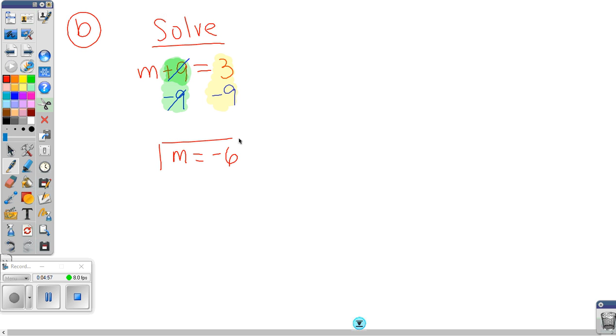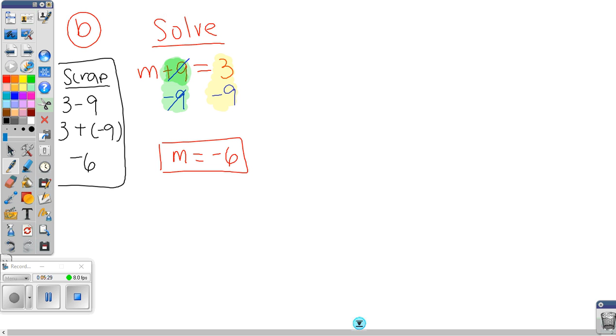And again, you had to use your integer rules for that. I'll just make a little note here because this was a common mistake on the test. 3 minus 9. Remember, subtracting is the same as adding the opposite. So 3 plus negative 9, and that's equal to negative 6. Anytime you have a math problem and you can't visualize what the answer is, make a little spot for you to do scrap work. It's okay to do that. It's nice to have your scrap work off to the side so that it doesn't get confused with the rest of your work.